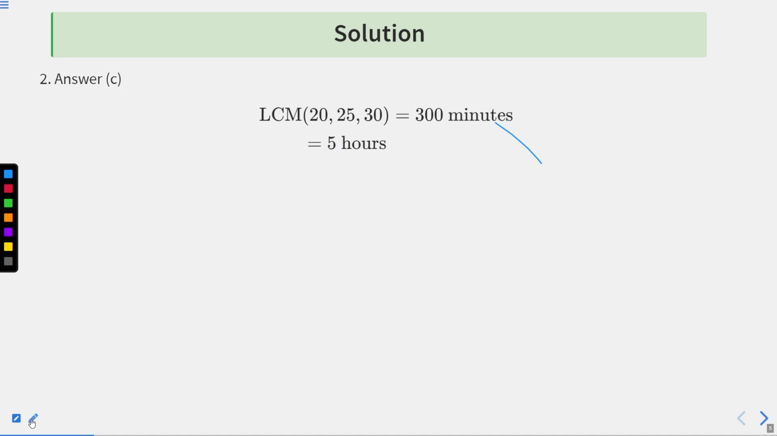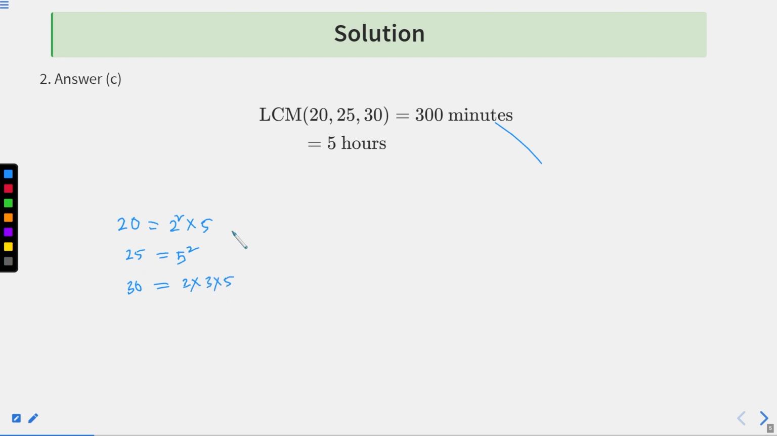So you can first factorize. Here we use the factorization method. 20 can be factorized as 2 square into 5, and 25 can be factorized as 5 square, and 30 can be factorized as 2 into 3 into 5.